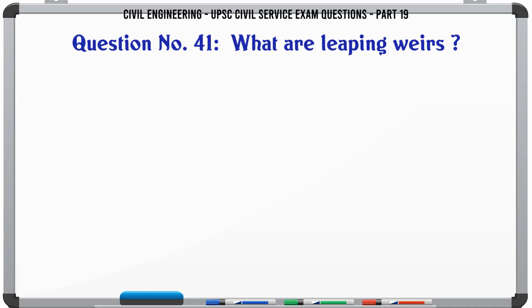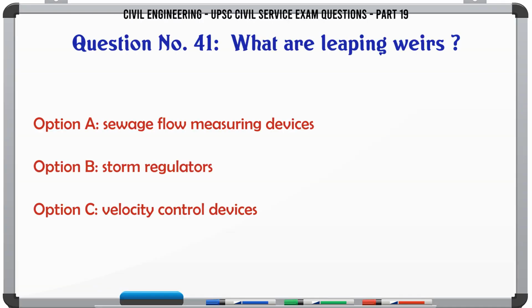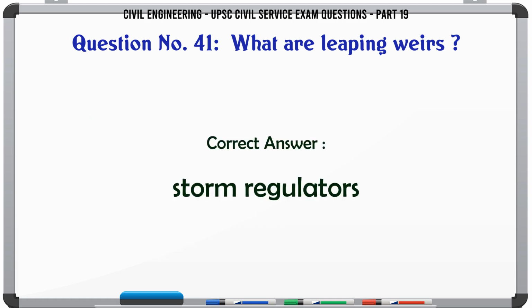What are leaping weirs? A. Sewage flow measuring devices, B. Storm regulators, C. Velocity control devices, D. Sewer outfalls. The correct answer is storm regulators.